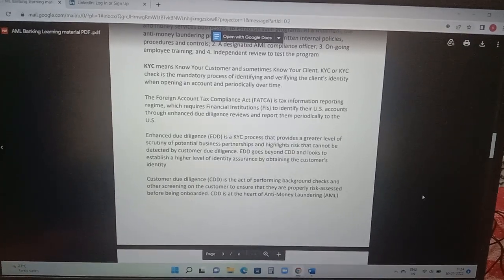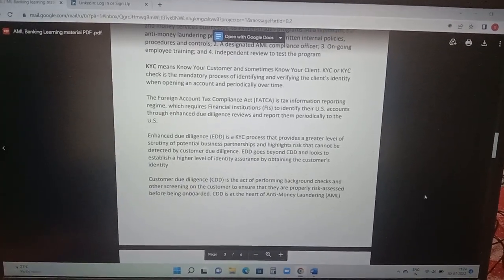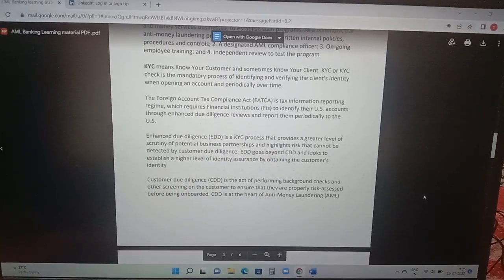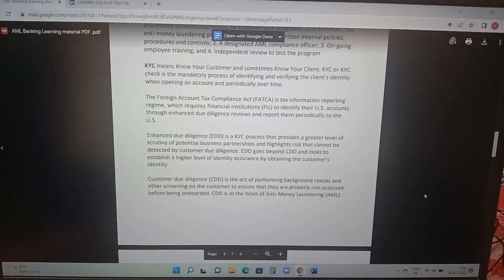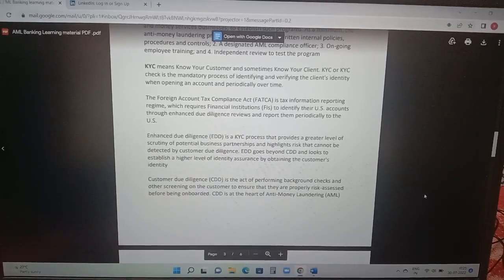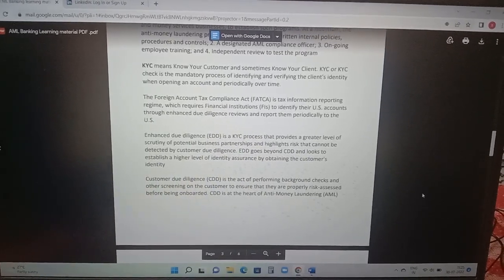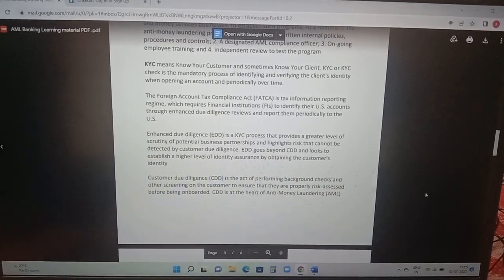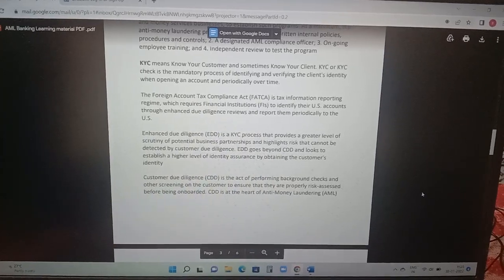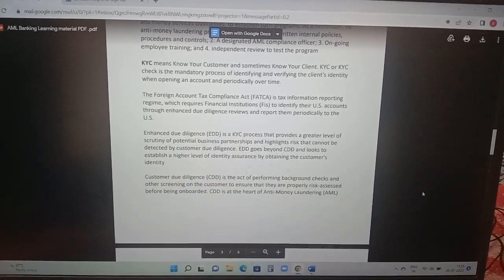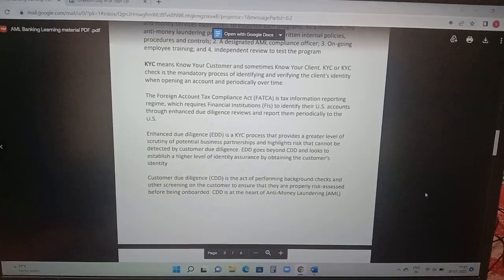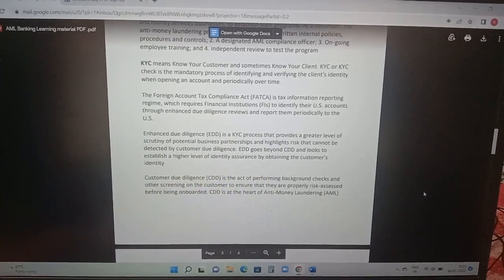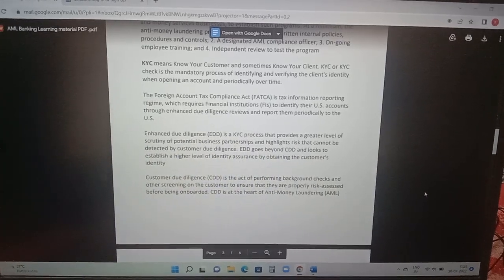Next, FATCA. FATCA's full form is Foreign Account Tax Compliance Act. It is a tax information reporting regime which requires financial institutions to identify their US accounts through enhanced due diligence, which is called EDD reviews, and report them periodically to the US. So what is this EDD? It is a KYC process that provides a greater level of scrutiny of potential business partnerships and highlights risks that cannot be detected by customer due diligence.